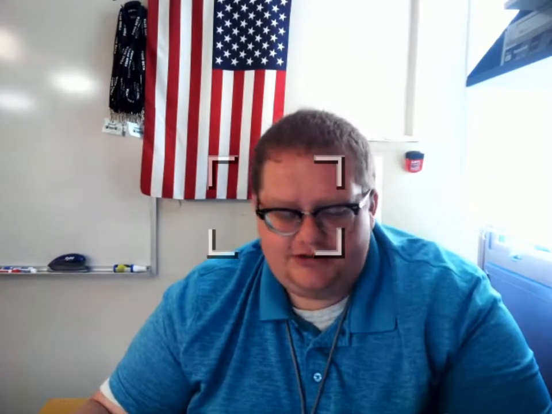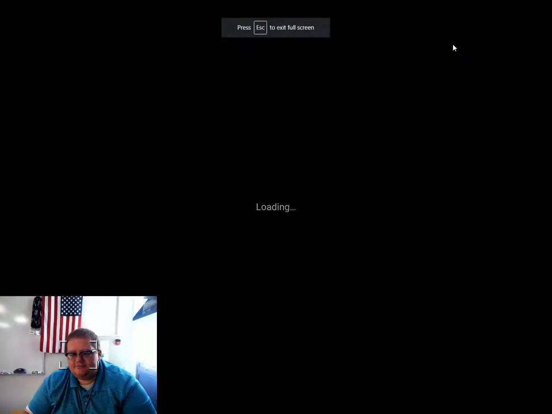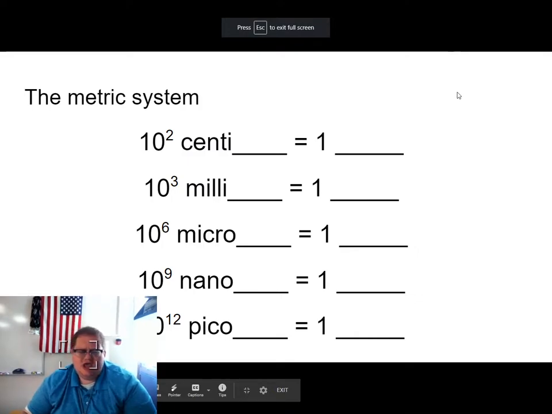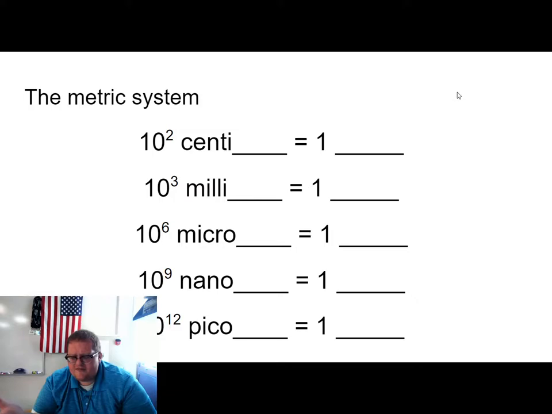All right, well, today we're going to be looking at this PowerPoint, which you should have access to. We're going to be talking about the metric system. You probably are familiar with the metric system to some degree because you should have talked about it in the past. But the metric system is the system of units that we use in science for various reasons that we'll discuss in a minute.